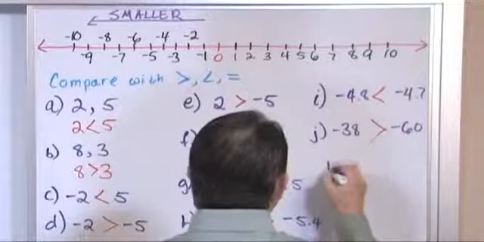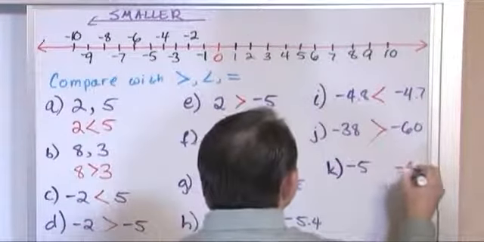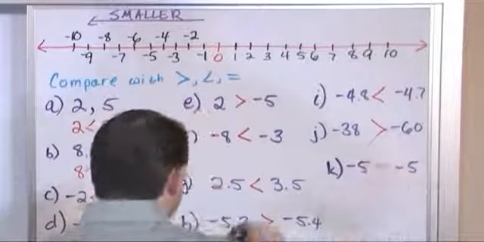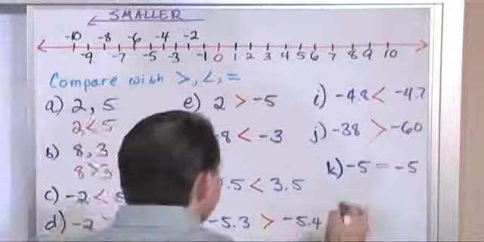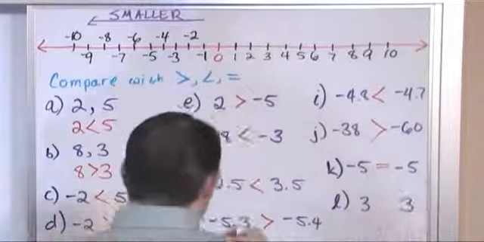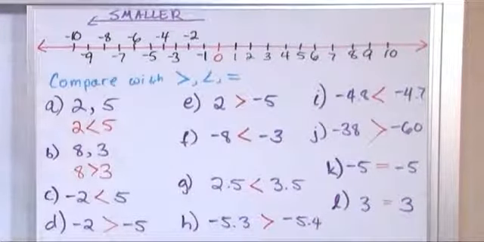And so K, let's say -5 and -5. Well, here we get to the easy ones. These are exactly the same thing, so we say they're equal. And, you know, 3 and 3, of course, are equal, so they're not greater than or less than, they're equal to. So I just want to put that in for completeness.